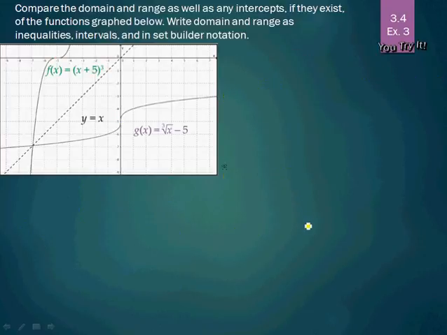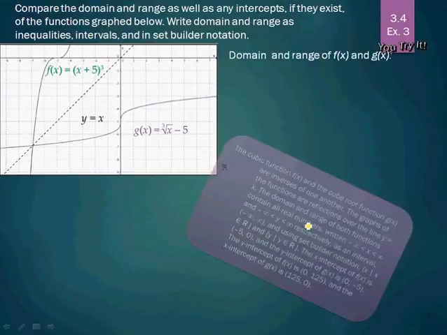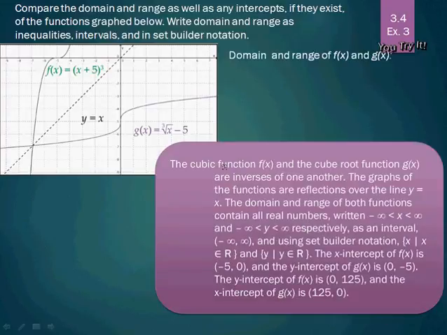Let's read our answer. The cubic function f of x and the cube root function g of x are inverses of one another. The graphs of the functions are reflections over the line y equals x. The domain and range of both functions contain all real numbers, written negative infinity is less than x is less than infinity, and negative infinity is less than y is less than infinity, respectively. As an interval, negative infinity to infinity, and using set builder notation, the set of x's such that x is in all real numbers, and the set of y's such that y is in the real numbers.